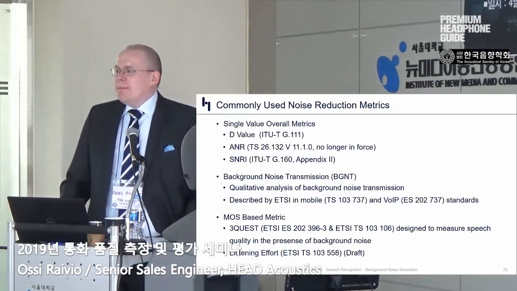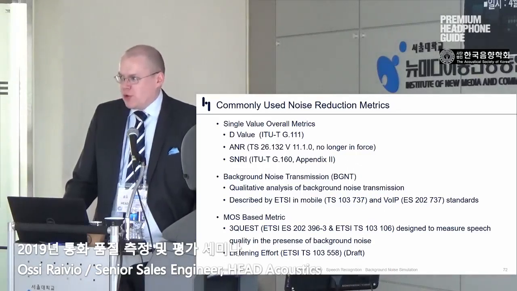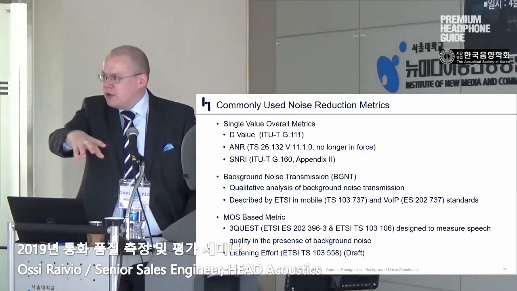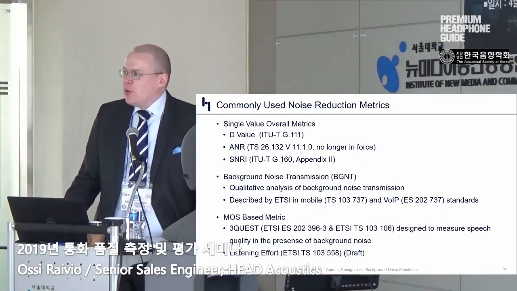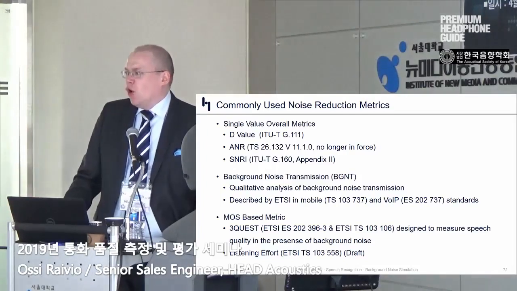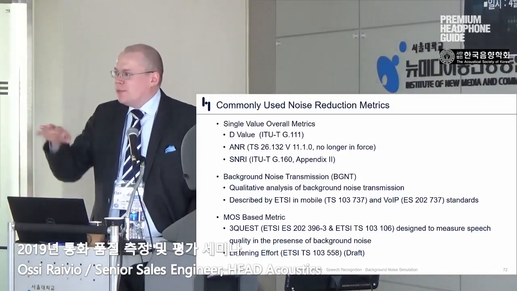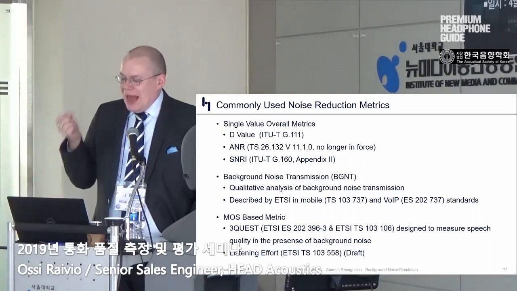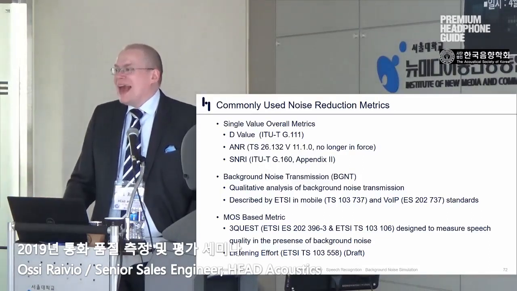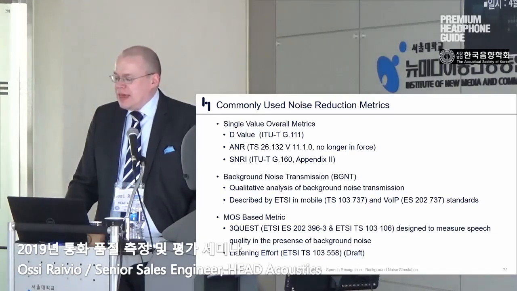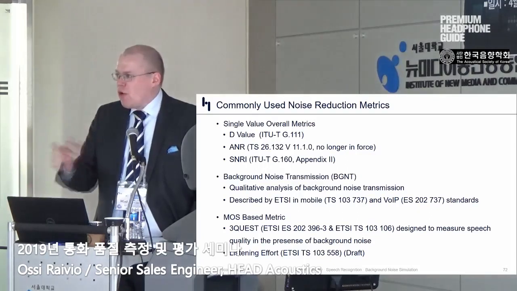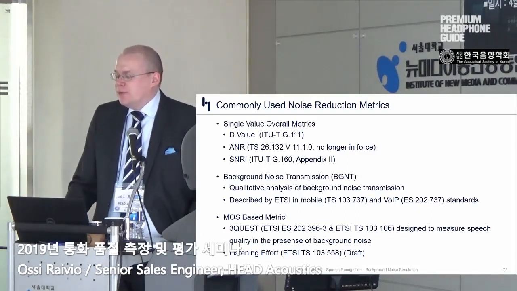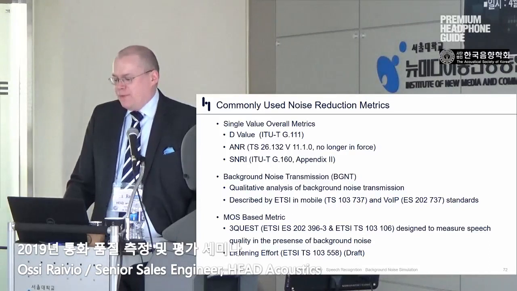Then we have methods where you have to interpret yourself. You are using an instrument to do the test, but to evaluate the result is still relying on the operator. So this is where you are looking at some curves and you are doing the pass-fail judgment by yourself. And then, of course, there are also MOS-based metrics. And here we have the 3QUEST, both the narrowband wideband version and the super wideband fullband version. And there is a draft standard for listening effort. So these different metrics I will now present to you.